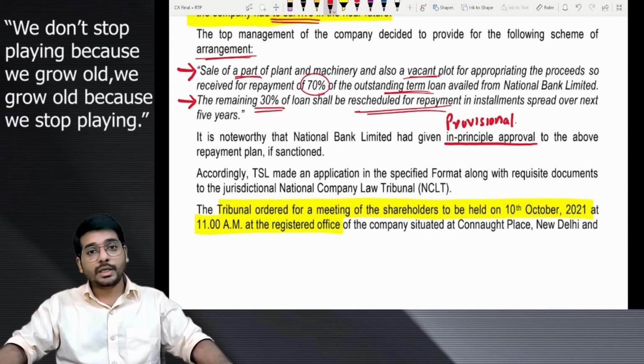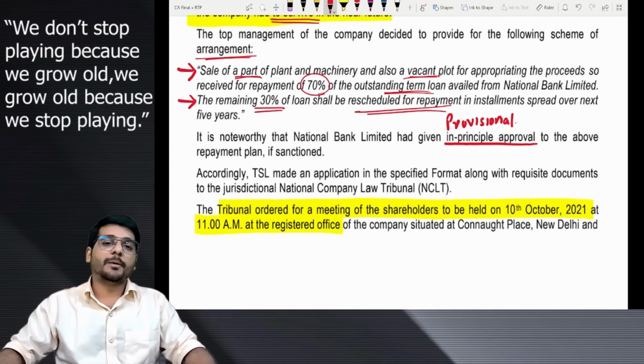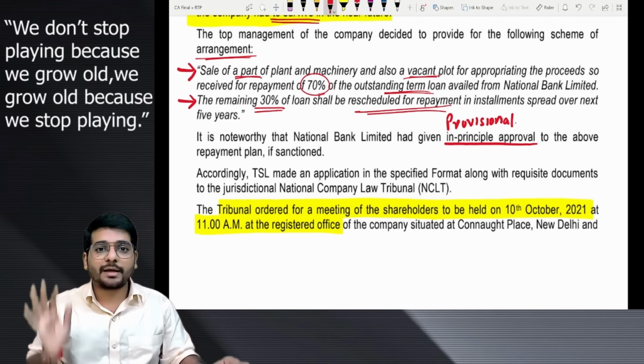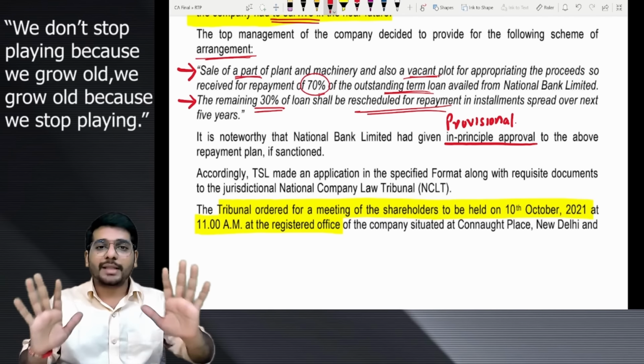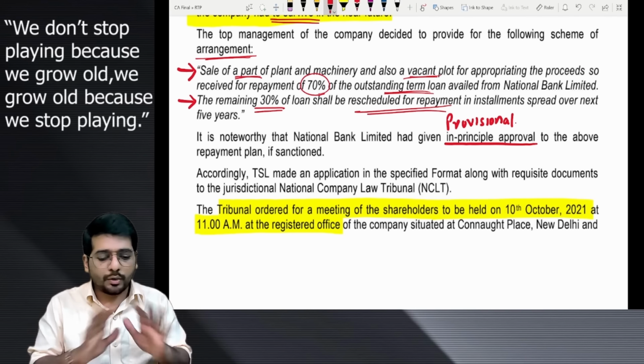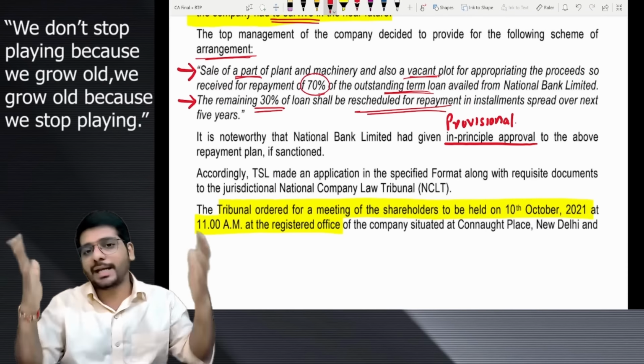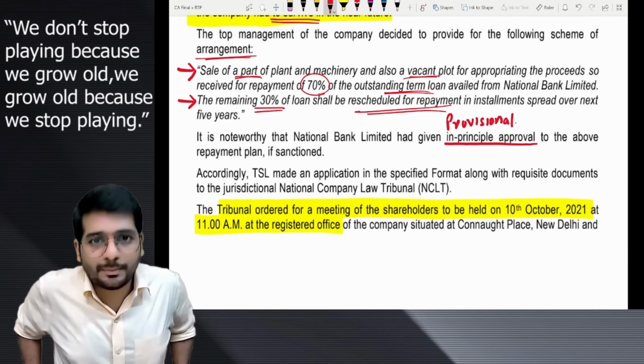Okay. It is noteworthy that National Bank Limited has given an in principle approval. In principle, very simple language, it means provisional approval. National Bank Limited has said, okay, whatever is the scheme right now, as of now, it sounds good. Give us the details, we will verify and get back to you. So this is an in principle approval.